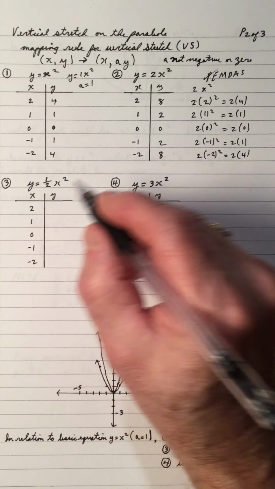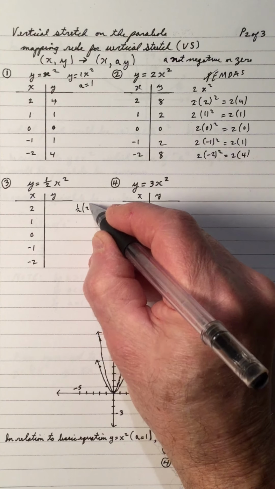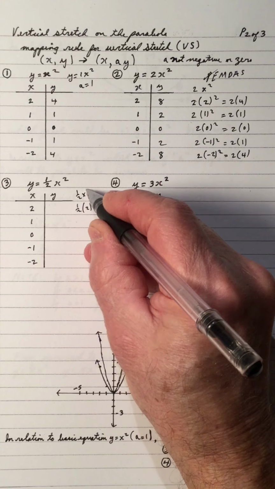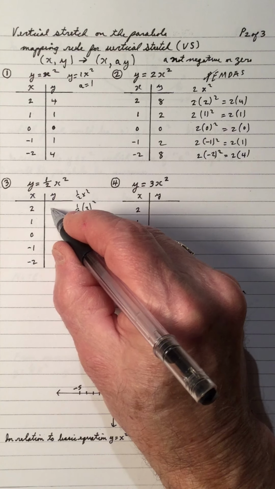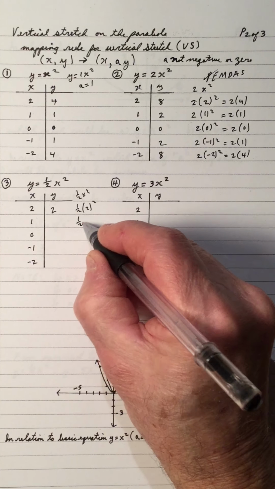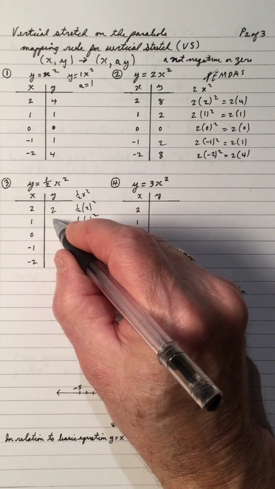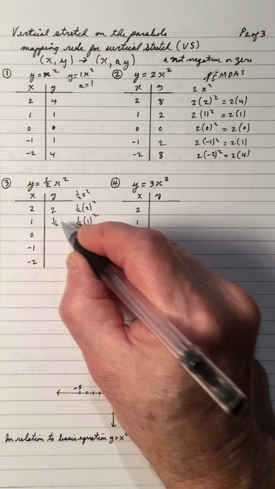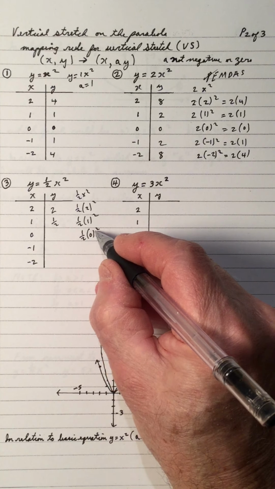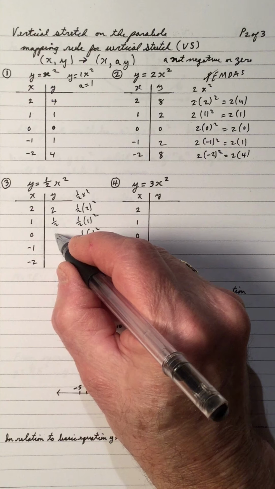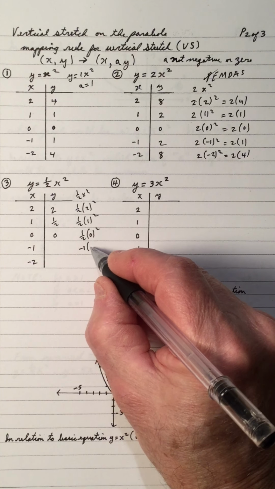What about a half? Well, let's put a half in. We've got a half, x is 2, so it's a half x squared. So we square 2 and get 4. Half of 4 is 2. And we put a 1 in and square it. 1 squared is 1. A half of 1 is a half. Put a 0 in. We square 0 to get a 0, and a half times 0 is 0. And we put a negative 1 in.